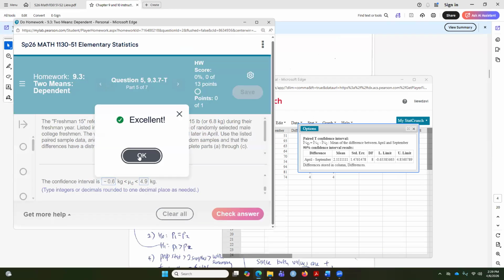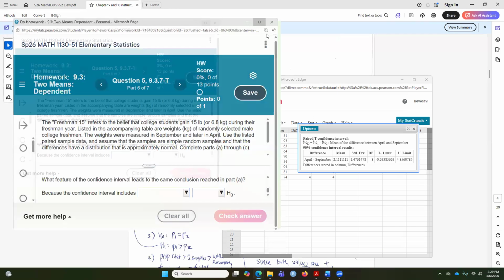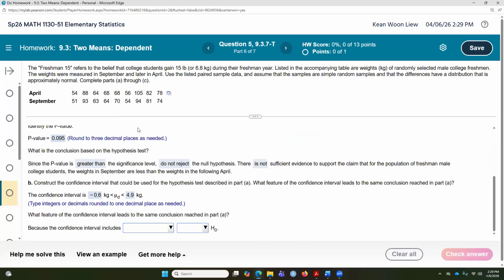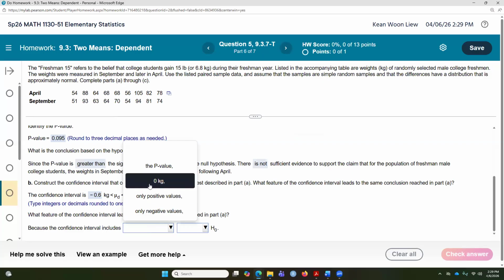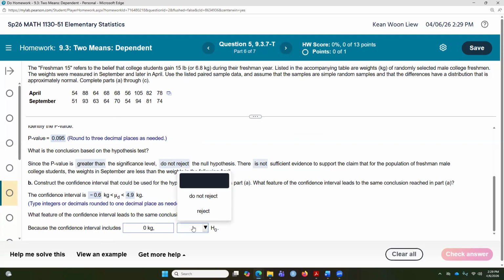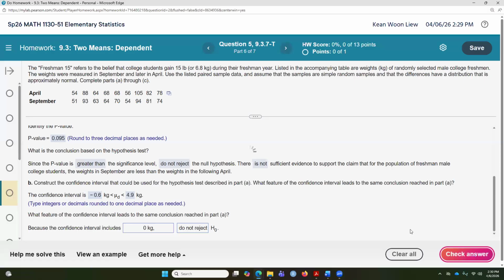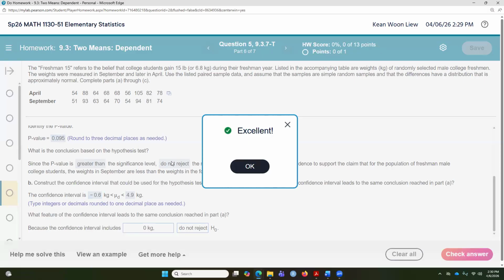And then the next question they will ask you here is, does it capture 0 or not? This is usually what the conclusion is. Since 1 is negative and 1 is positive, this is capturing 0. So that means you do not reject the null. So these 2 conclusions and decisions are the same. When you do the hypothesis test and the confidence interval, the conclusion and decision should match. If one says do not reject and the other says reject, something is wrong with your work.